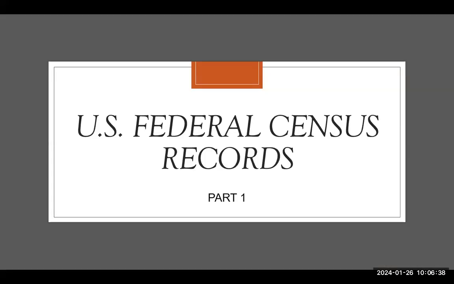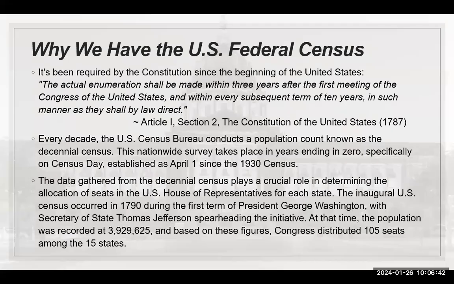So first up is the U.S. federal census records and why we have them. It's been required by the Constitution since the beginning of the United States. The actual enumeration shall be made within 3 years after the first meeting of Congress of the United States, and within every subsequent term of 10 years in such manner as they shall by law direct. That's Article 1, Section 2 of the Constitution from 1787.